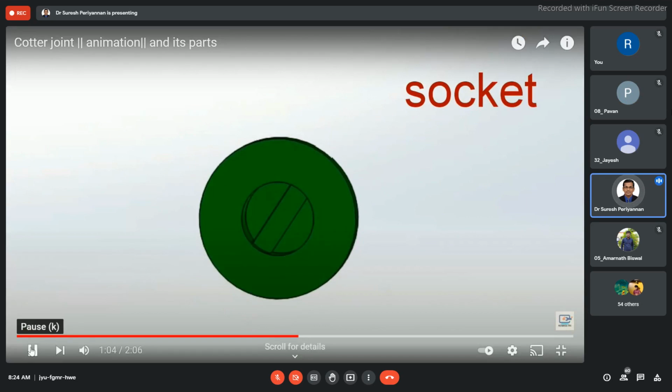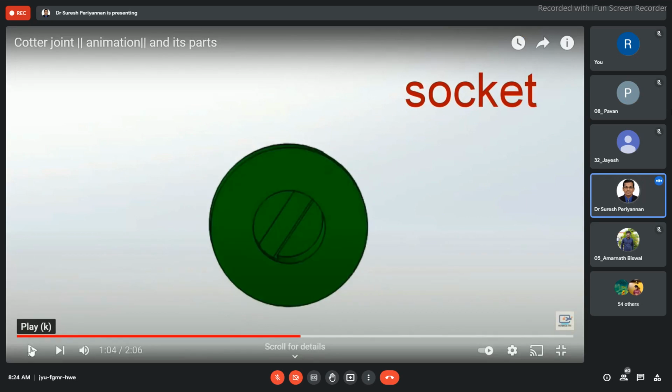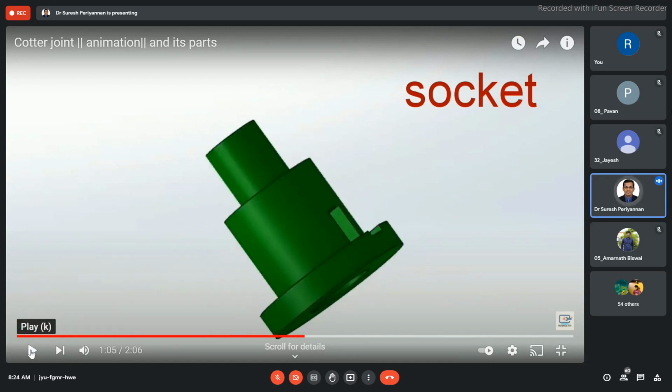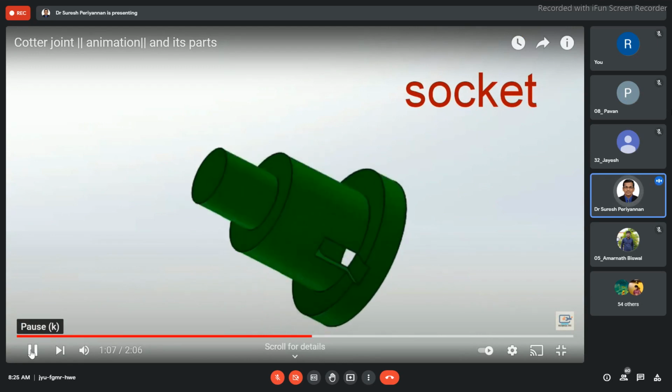Your socket is a hollow region. Please keep that in mind, because when we discuss how to design the cotter, that time it will be required. Your spigot is always mostly a solid section, a solid rod.